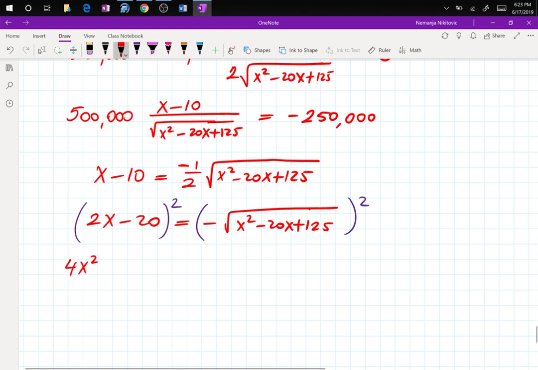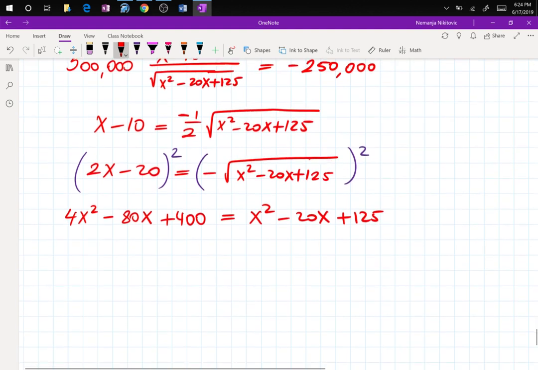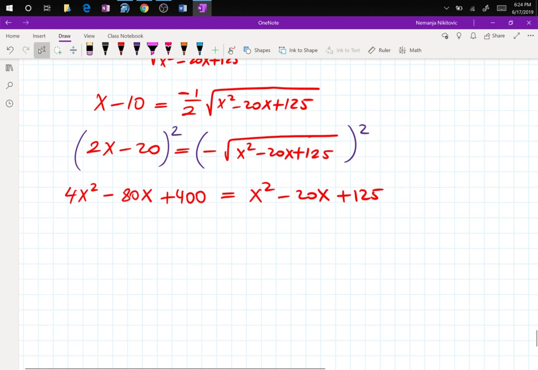We get 4x squared minus 2 times 20 times 2, that's 80x, plus 400 is equal to x squared minus 20x plus 125. The square will kill the negative, and it will kill the square root as well. And now we need to combine all of this to one side, so we have 3x squared minus 60x plus 275 equals 0.